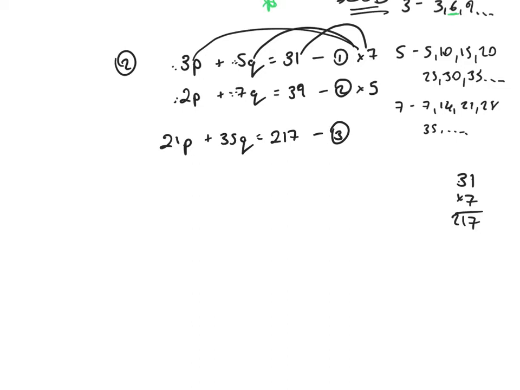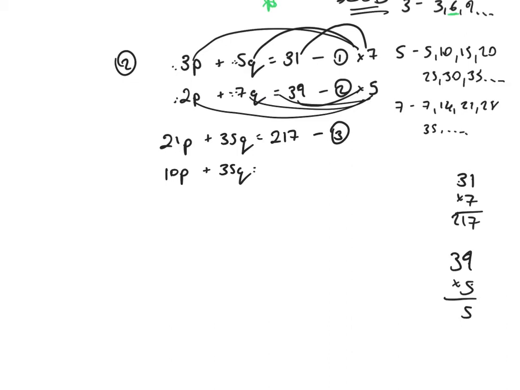Okay, equation 2, and I'm going to multiply everything by 5. So 2p times 5 is 10p, 7q times 5 is 35q, 39 times 5, again take your time, go to the side, 5 9s are 45, 5 down carry 4, 5 3s are 15, plus the 4 is 19, 195. That's equation 4.